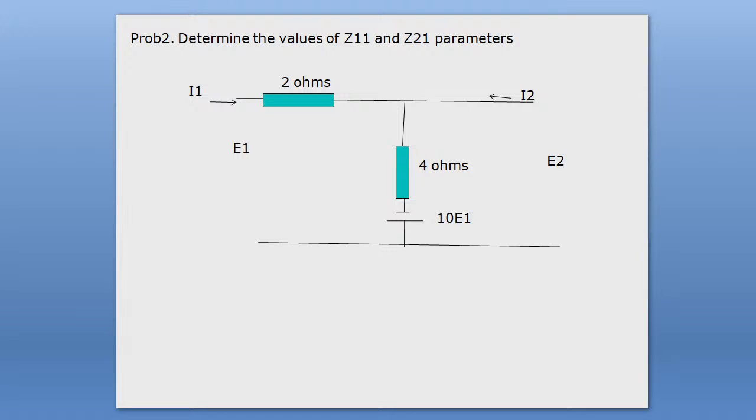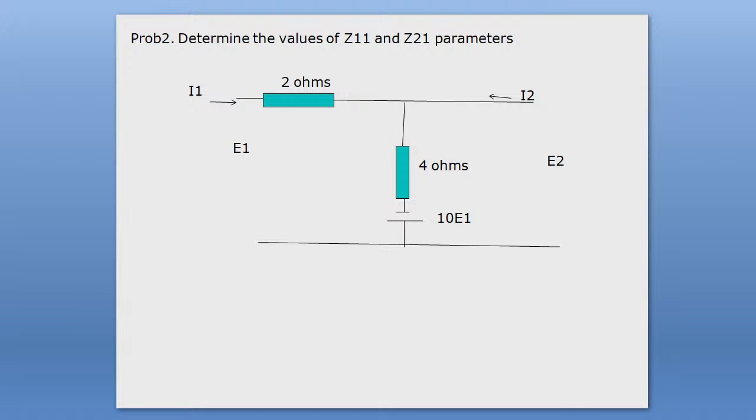Now you calculate the values of Z11 and Z21 parameters. Okay. Determine the values of Z11 and Z21 for the two-port network.